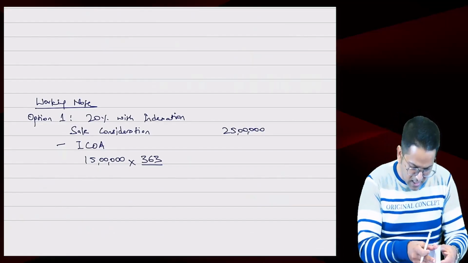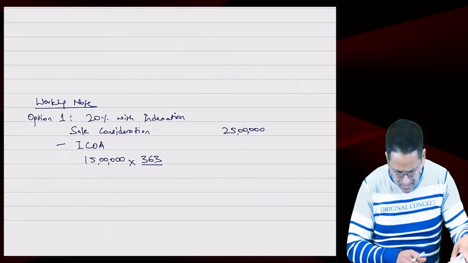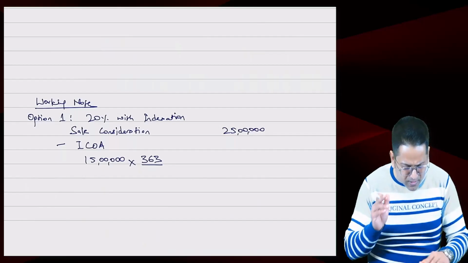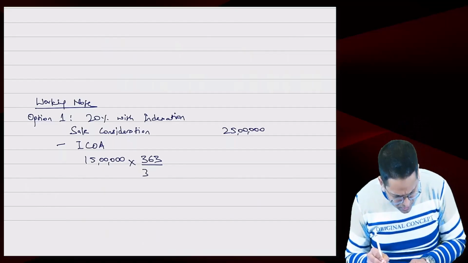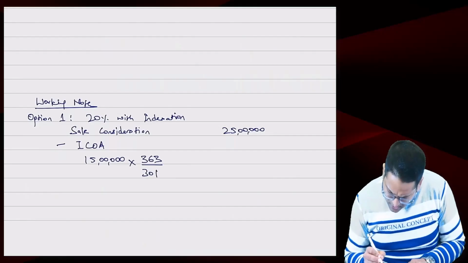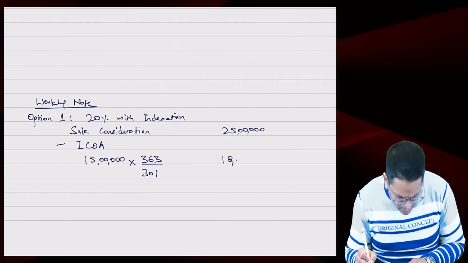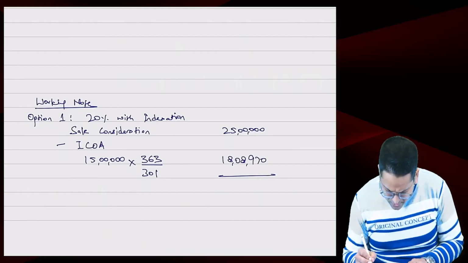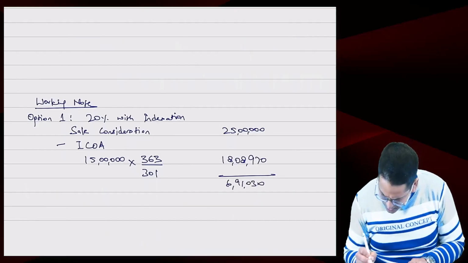Do you have to remember the index for the year 2021? No, you don't have to remember it for the exam. All of the indexes will be given in your paper. It is 301. Calculate how much is coming: 18 lakh 8,970 rupees. So students, how much is the capital gain? It has become 6,91,030 rupees.